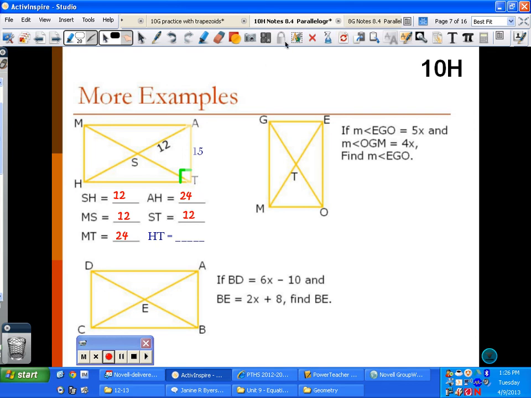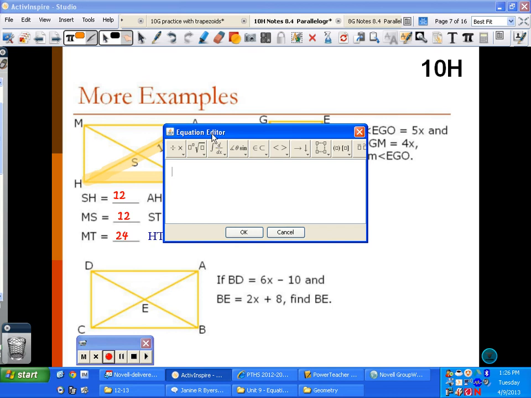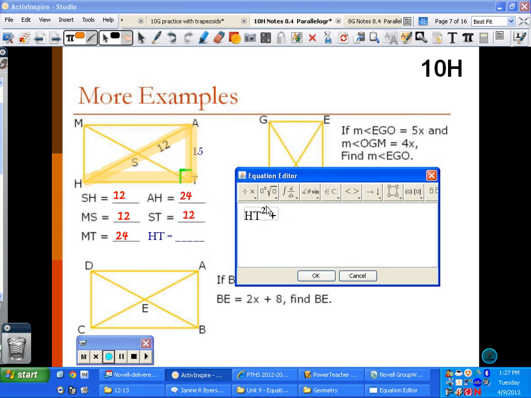You can't see that, so let me undo that and change colors for you here. We know that this is 15. We know that this is 24, and we're looking for this right here. Well, what we're able to do is set up the Pythagorean theorem for that problem then, and just say that HT squared plus, we know that this side here is 15, and 15 squared is 225, is equal to 24 squared. Well, what is 24 squared? I'll wait. So 24 squared is 576.